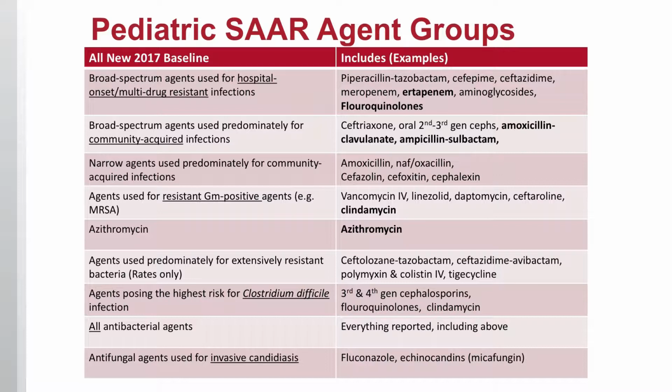Cefazolin plus things like ampicillin or nafcillin or oxacillin are now in this category. There's an overall category that is every antibiotic that's reported, but now there's also the one for extensively drug-resistant bacteria with things like tigecycline, ceftolozane, or ceftazidime-avibactam. And the category that's probably the most useful is the one that's for drugs that cause Clostridium difficile infection most commonly.